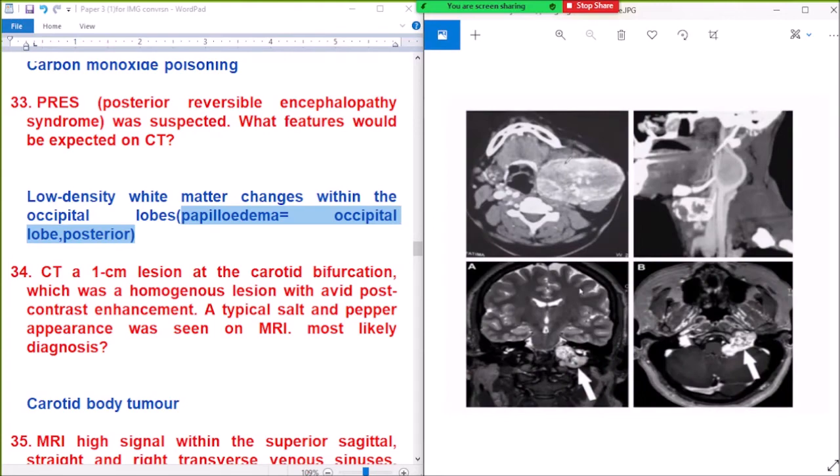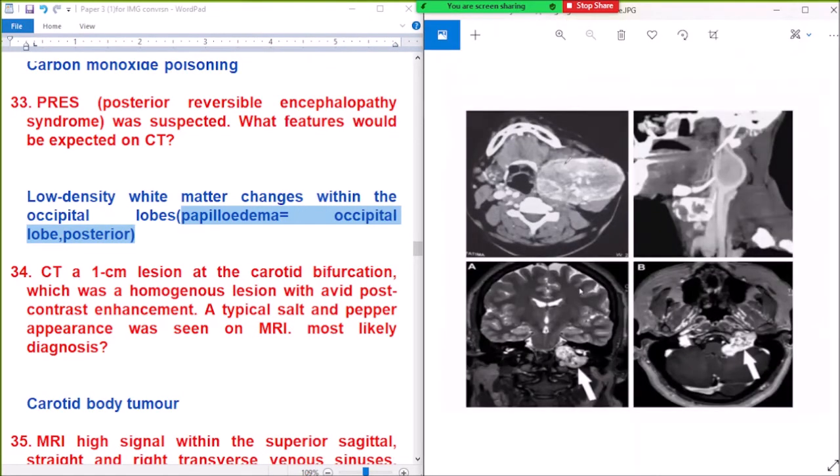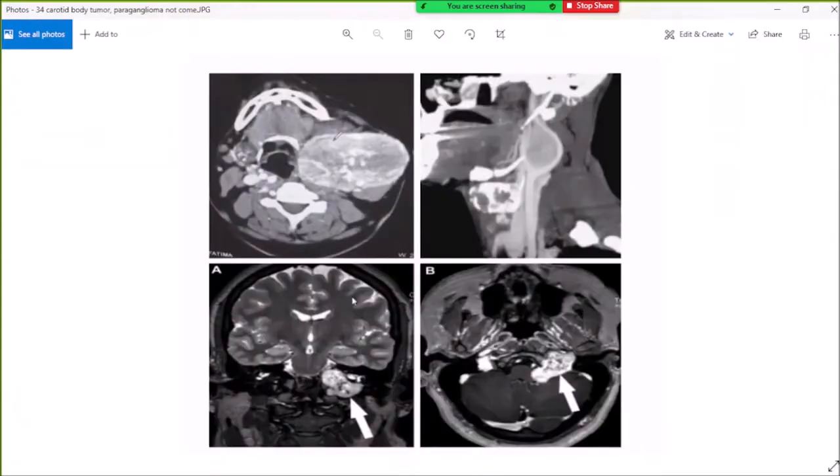Next, CT scan of a 1 cm lesion of the carotid bifurcation. Is it a carotid body tumor? Carotid body tumor, paraganglioma. Important is carotid body tumor.